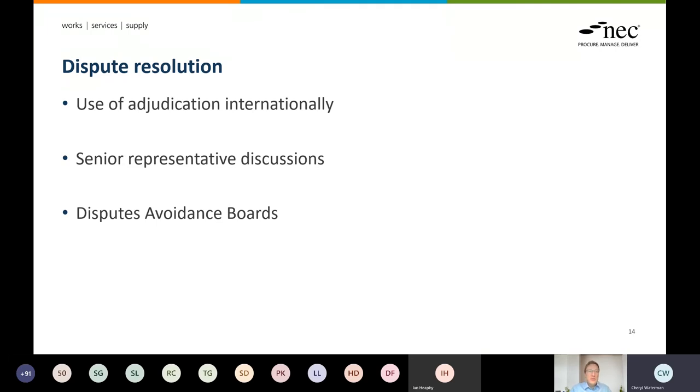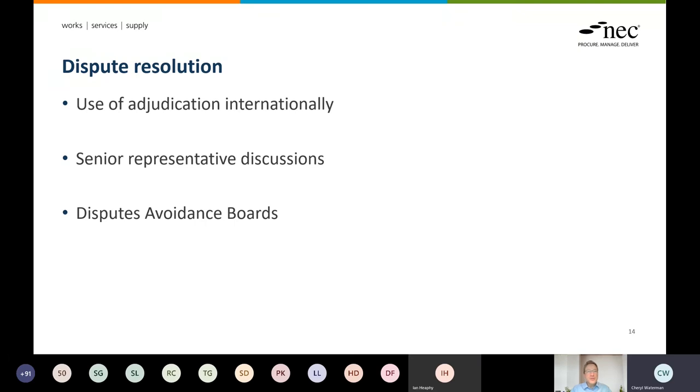And of course, in the real world, parties prefer to avoid disputes, and NEC provides some really useful tools in that respect. If you look at things like senior representative discussions, yes, they probably happen anyway, but it's useful to have a hook within the contract, and sometimes it makes it easier for parties to start that process.